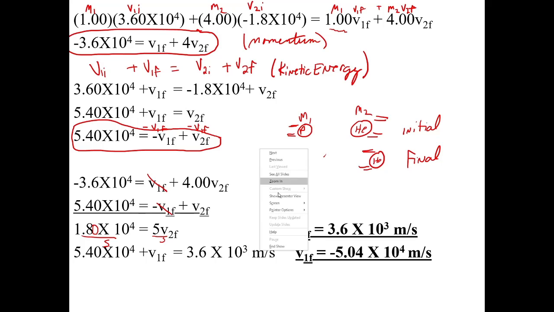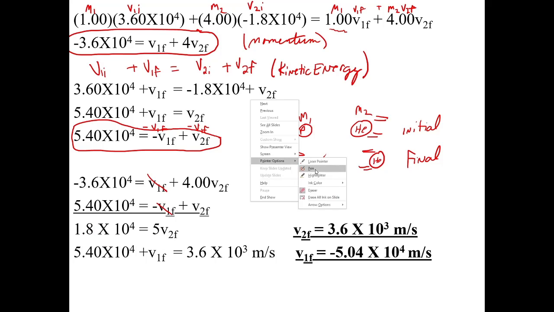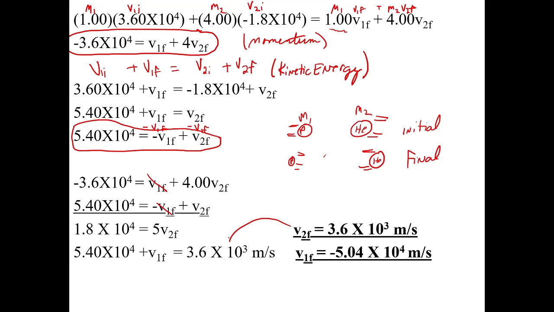So what I did there, and let me clean off some of these notes just to make it a little easier for you to see. All I did there is I went up and I got another equation, the one with the 5.4 in it. So 5.4 times 10 to the fourth plus V1 final is V2 final, and I have that from here, so I substituted. Then I just subtract 5.4 times 10 to the fourth from both sides. And I get 5.04 times 10 to the fourth meters per second, but it's negative. So they collide here in the middle, and they bounce back away from each other.